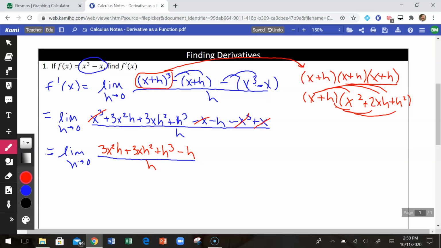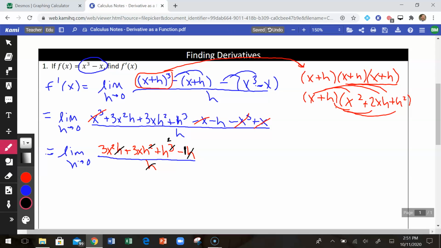At this point, you can go through and cancel an h on the bottom with an h from every term. So h gone there, that's gone. This becomes an h squared. Now when you cancel this one, remember this is minus 1h, so when I cancel that h, I still need a placeholder there, so that's still going to be minus 1.